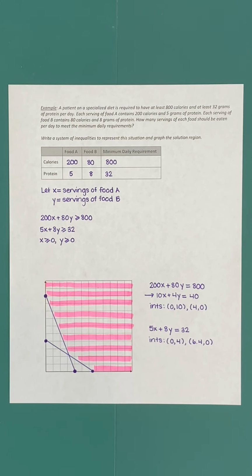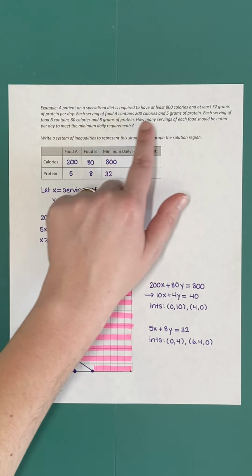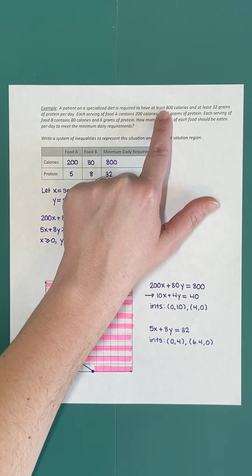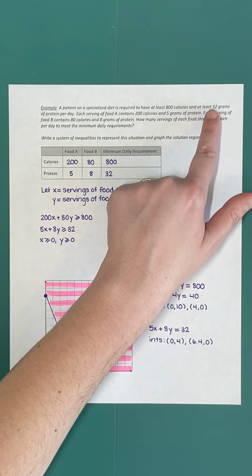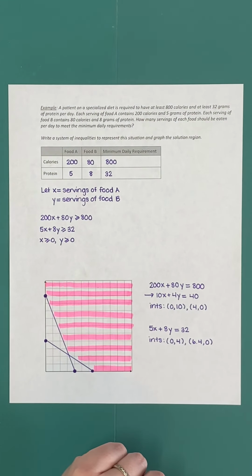Each serving of food B contains 80 calories and 8 grams of protein. What we want to know is how many servings of each food should be eaten per day to meet the minimum daily requirements. Now notice it does say minimum daily requirements. What are those? Well, the minimum requirements are at least 800 calories, and at least 32 grams of protein.